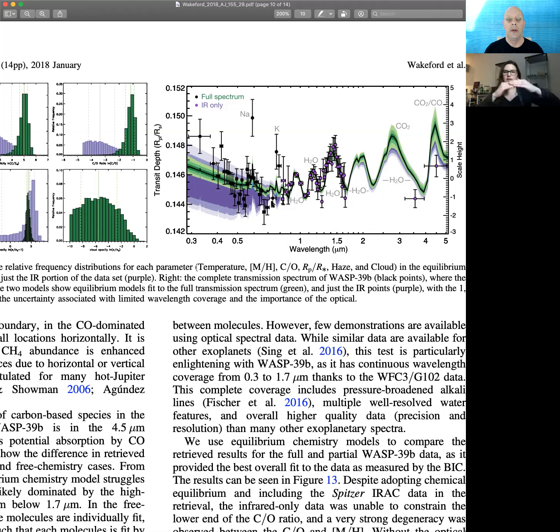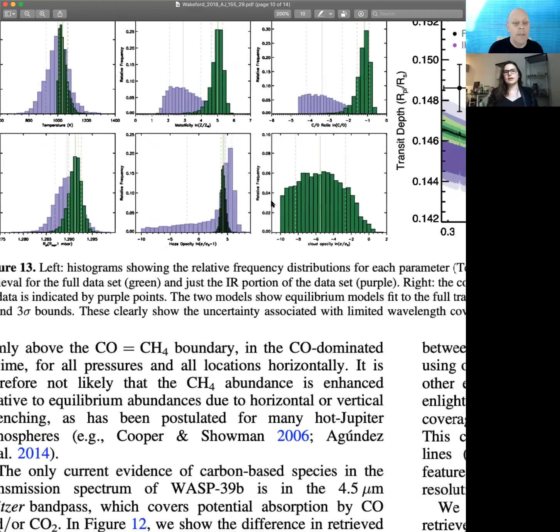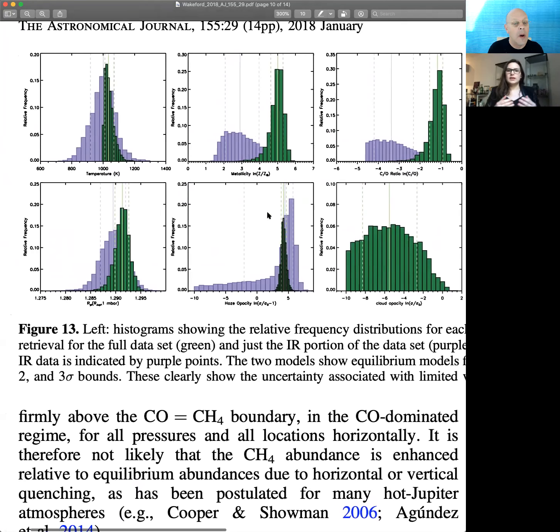You can see that the spread in the purple in the optical is very, very wide. We wouldn't have been able to learn a huge amount about this planet, because the optical is where we learn how particles in the atmosphere scatter light. So without the optical data, if you go to the side, you'll see those histograms. They're showing you the critical things we want to understand about this planet. Those critical things are the temperature, the atmospheric metallicity, the ratio of carbon to oxygen, and these cloud parameters.